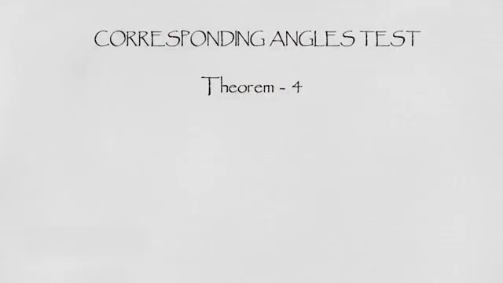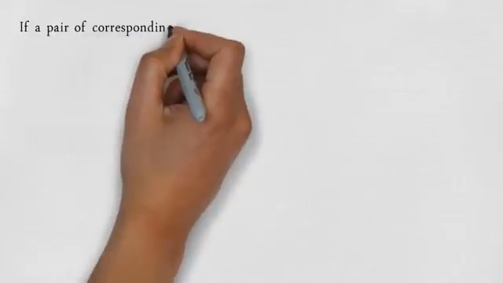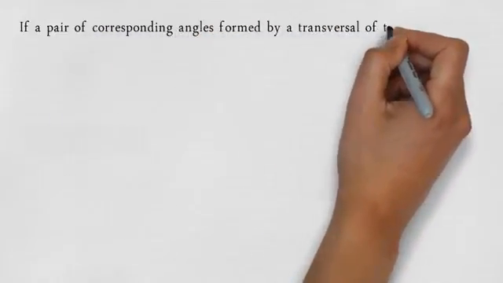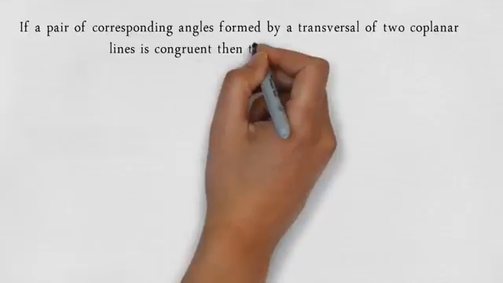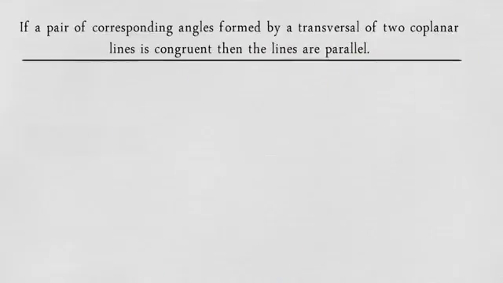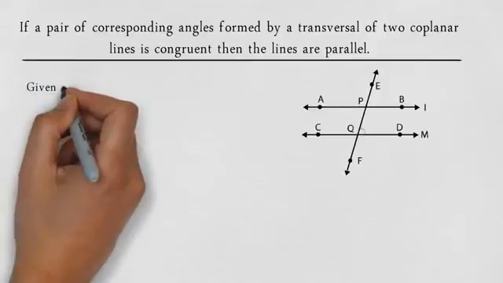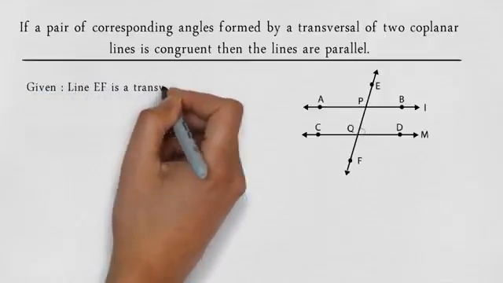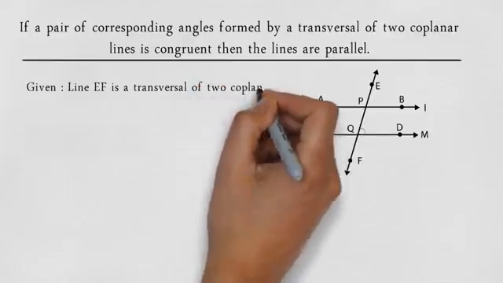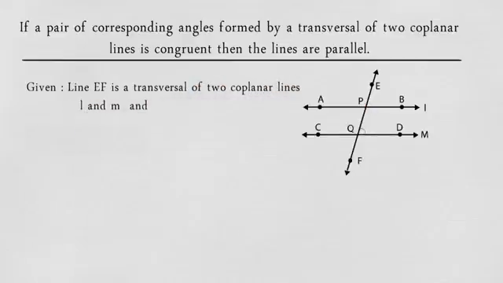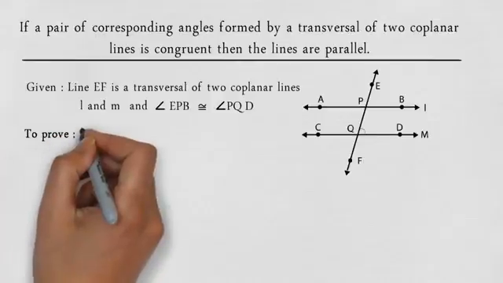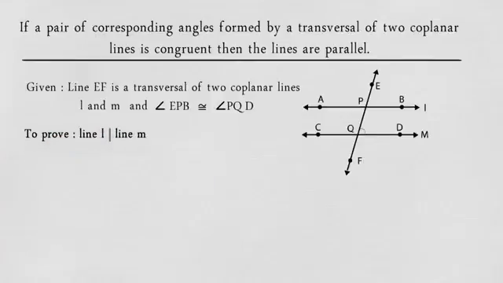Corresponding angles test. Theorem 4. If a pair of corresponding angles formed by a transversal of 2 coplanar lines is congruent, then the lines are parallel. Given, line EF is a transversal of 2 coplanar lines L and M, and angle EPB is congruent to angle PQD. To prove, line L is parallel to line M.